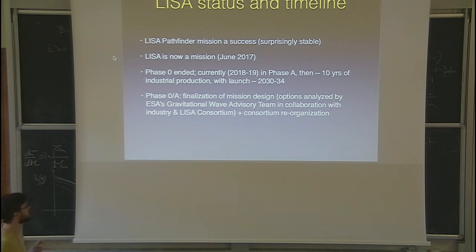essentially 2 companies will be asked to give quotes, in a certain sense, for producing the detector. And then, at the end of phase A, in a couple of years' time, we'll start building the detector, or they will start building the detector. This industrial production phase will take about 10 years, so LISA should be able technically to fly by the end of the next decade, the 2030s.